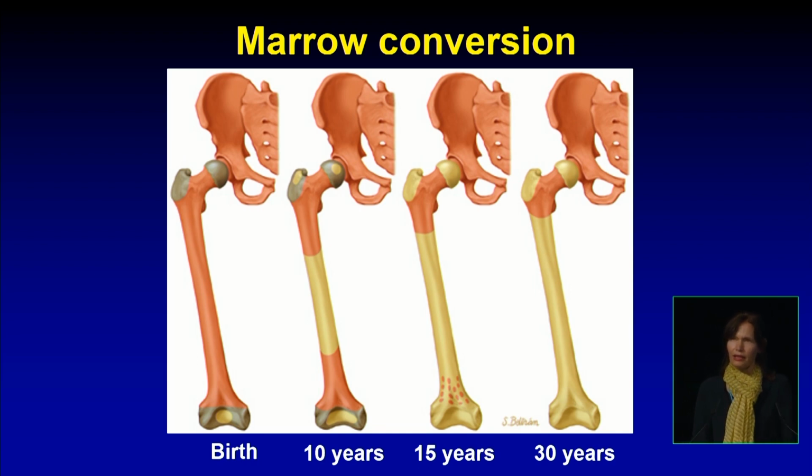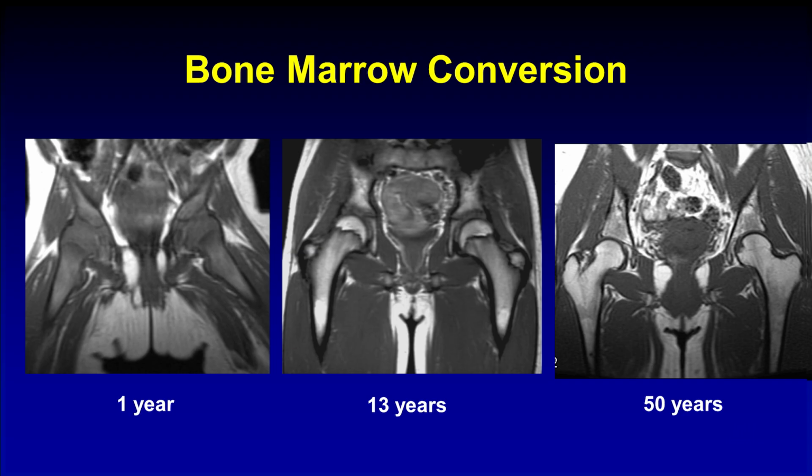In the adults, we typically have in our long bones a lot of fatty marrow. There can be a little bit of residual red marrow, as you can see there in the femur. And we can see the same on MRI. I'm a radiologist, so you will see some MR images today during the talk.